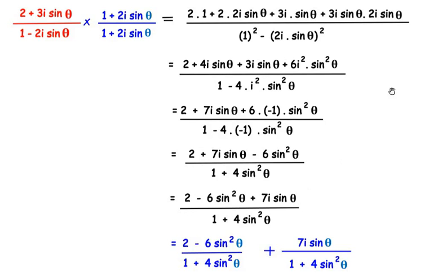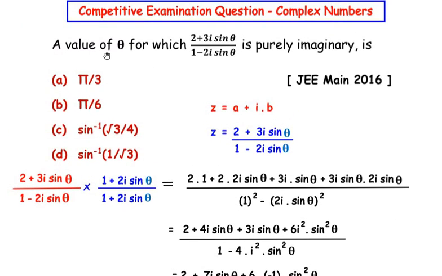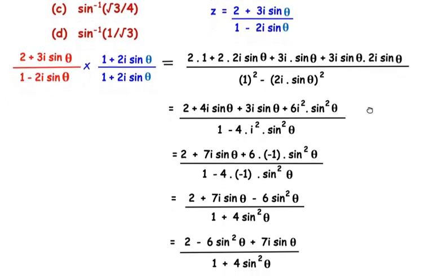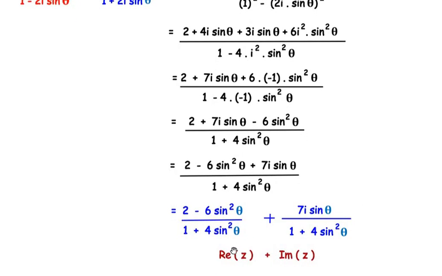Now after we have done this, let us come back to the question. Here they have given that a value of theta for which the given expression is purely imaginary. So if the expression has to be purely imaginary, then the real term has to be 0. So here we have separated out the real terms. So I have written here, this is the real part of z and this is the imaginary part of z because it has an i term. So here the real term should go down to 0 because we want only the imaginary part.